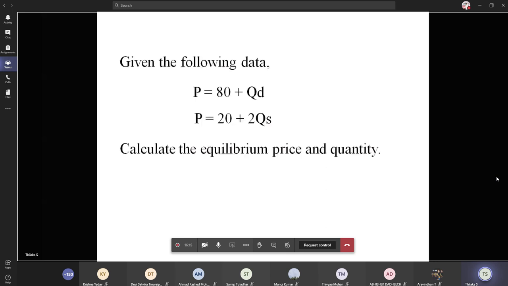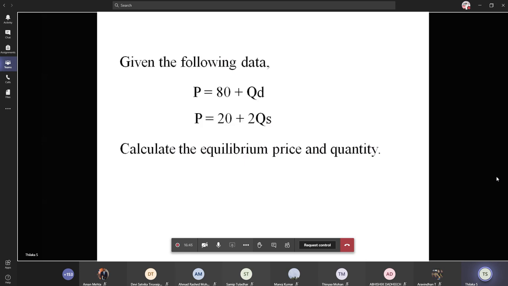So what is the condition to be an equilibrium point? QD is equal to QS. So equate the supply and the demand equations. 80 plus QD is equal to 20 plus 2QS. Equate these equations and find the value of P and Q.